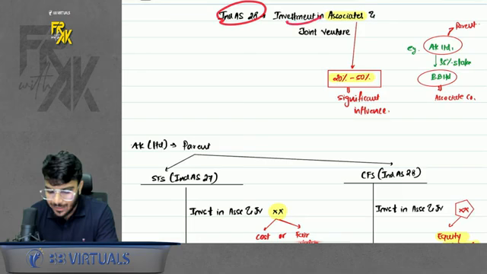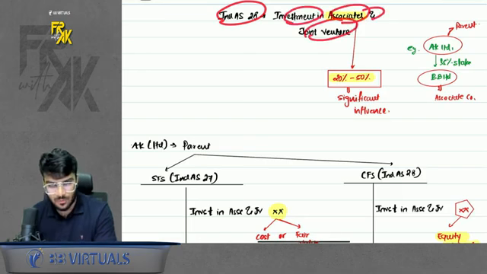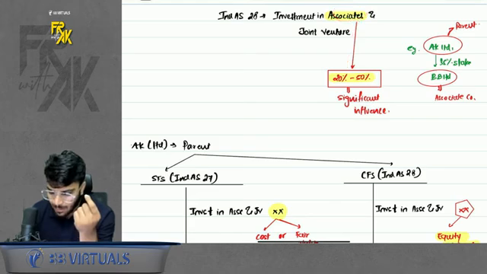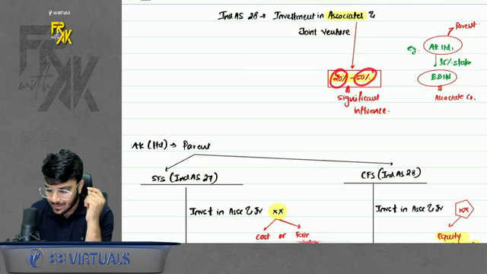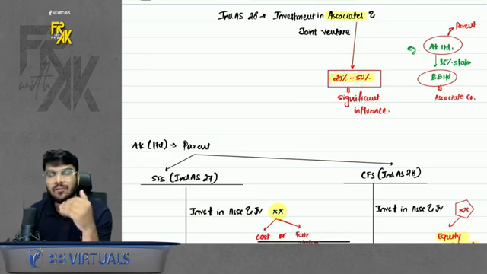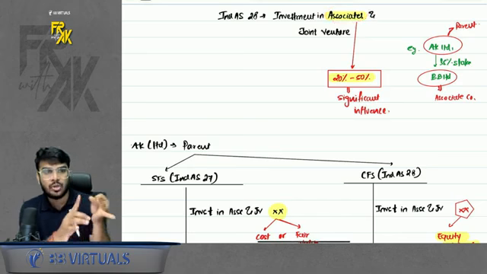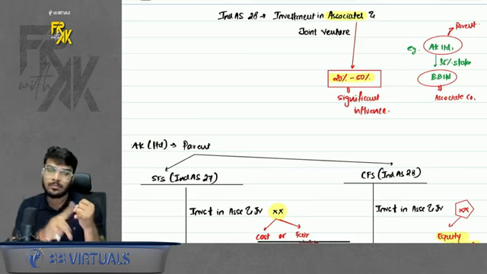First of all, Ind AS 28, investment in associates and joint ventures. So what is the meaning of associates? Whenever you have a stake between 20 to 50%, that gives you significant influence. And if you have significant influence, then it is your associate. Of course, in associate, we don't have control or joint control. If you had control, you go in subsidiary.